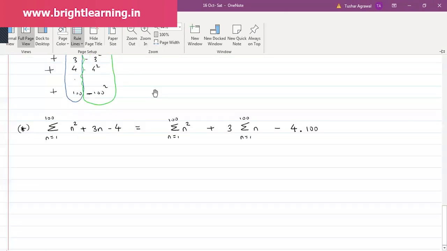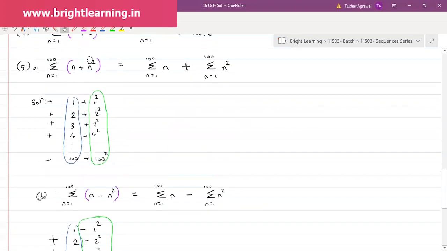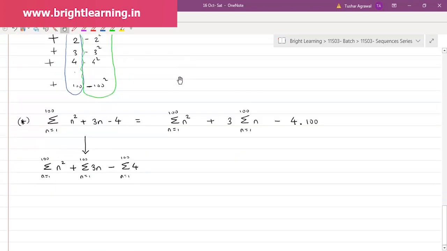So this one I will go step by step. The first step is we will separate the three summations: summation of n square, summation of 3n, and summation of 4. This will be summation of n square, addition summation of 3n, and subtraction summation of 4. And the limits are the same: n equal to 1 to 100, for each. This is which property? This 5 terms can be separated. Okay, this is property 5.